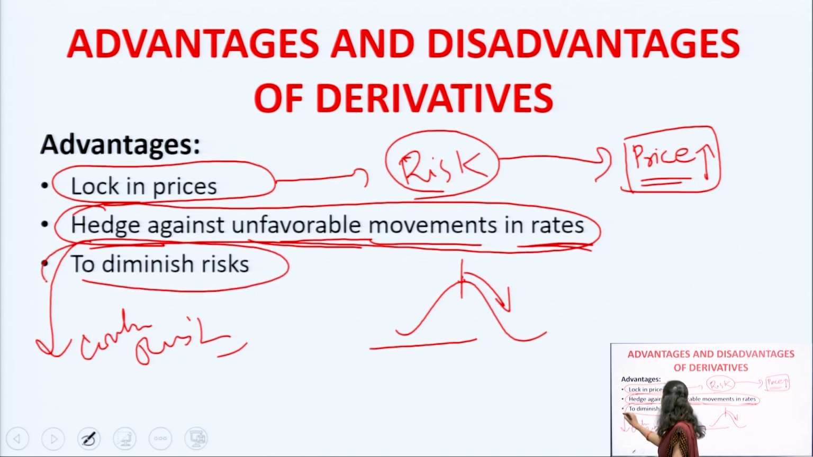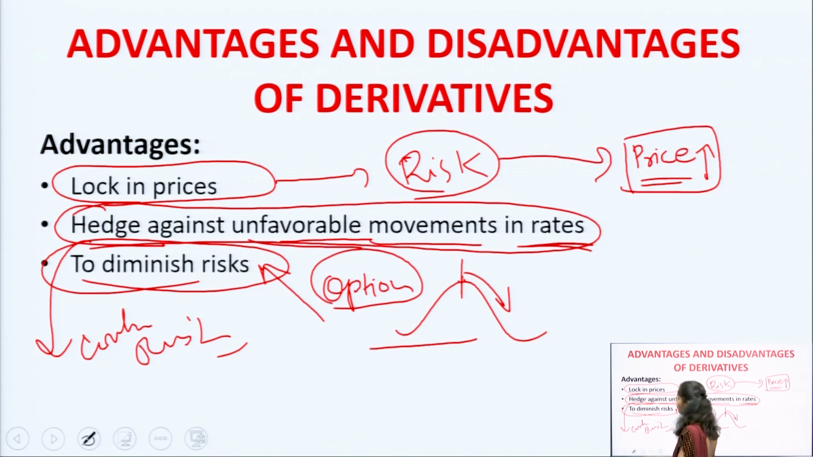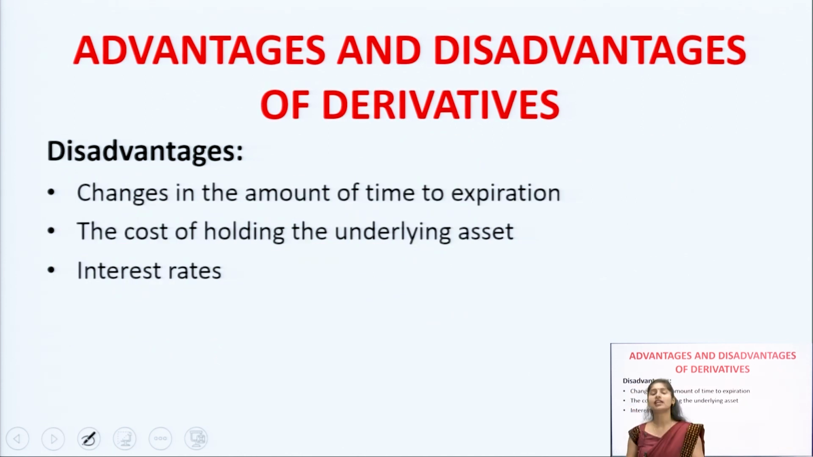Next is to diminish risk. Here, options will be a good type of derivative for diminishing the risk factor. Mainly they use the options type of derivative. These are the advantages you can talk about. Now, here come the disadvantages.